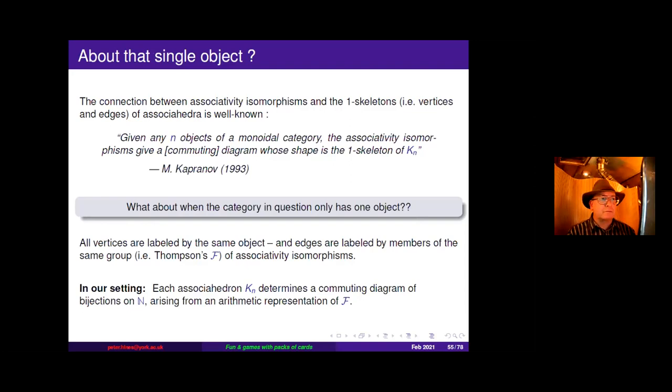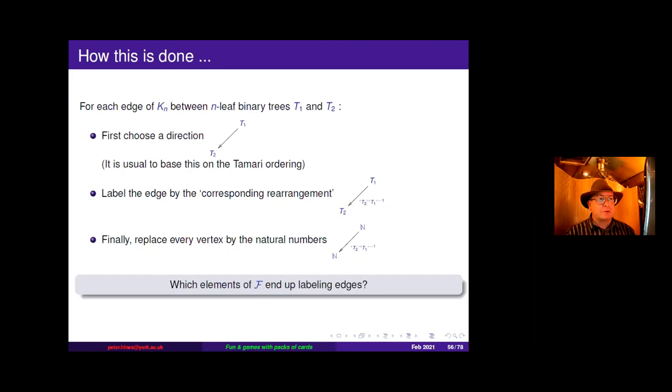And how is this done? Well, let's take an edge between n-leaf binary trees. We orient our edges. It's usual to do this based on the Tamari ordering, but feel free to choose whatever ordering you like. We label the edge by the corresponding rearrangement. So we interpret T1 and T2 as shuffles, and then we label the edge by T2 composed with the inverse of T1. So, the result of transforming one shuffle into the result of another shuffle. And finally, we replace every vertex by the natural numbers, giving us our commuting diagram.